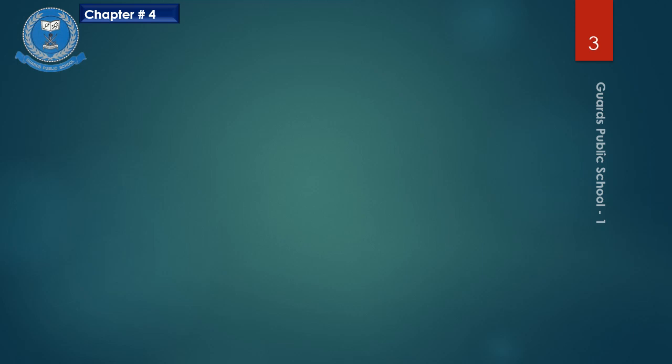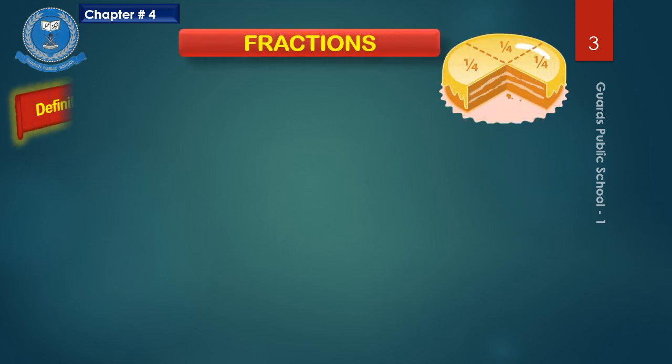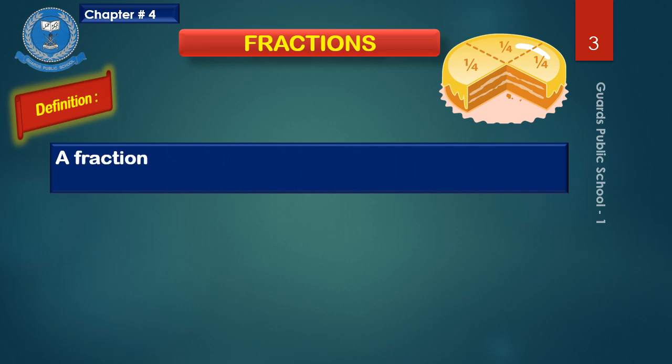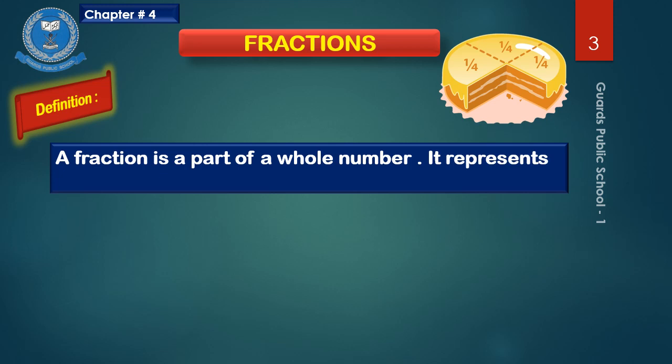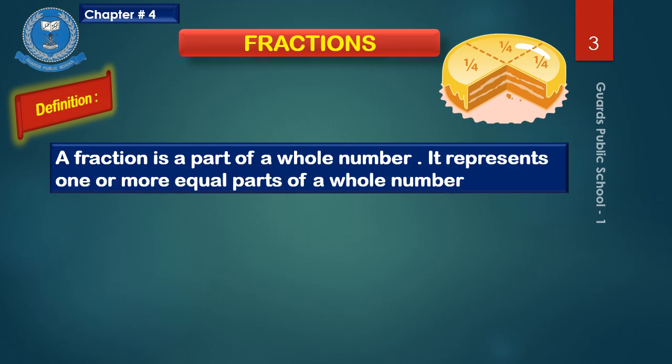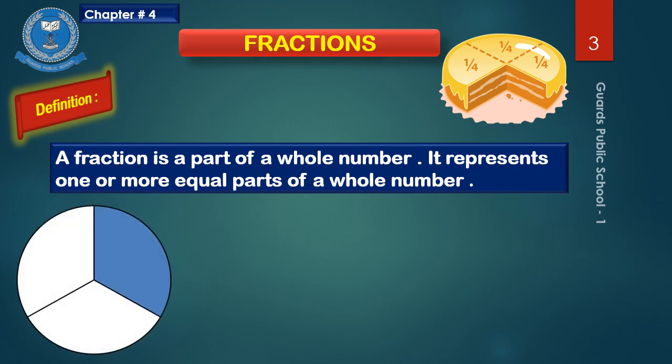Students, let's start with the fraction first. What is a fraction? A fraction is a part of a whole number. It represents one or more equal parts of a whole number. Like in the given diagram of a circle, the circle is divided into 3 parts. Out of 3 parts, one part is colored. Now how will we write it as a fraction? The colored part I will write on the top and the total parts on the bottom.